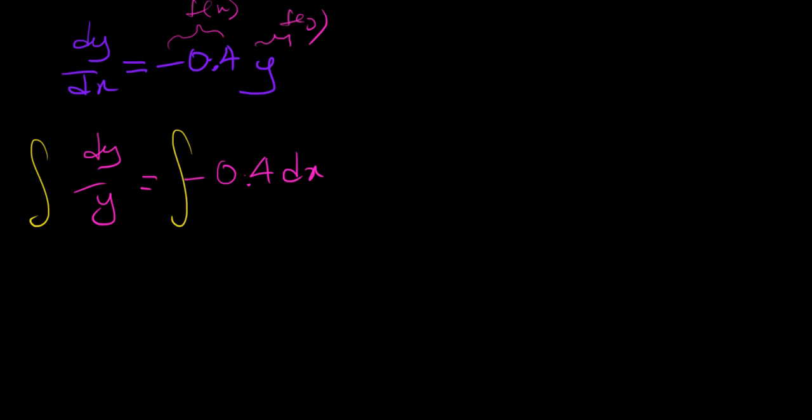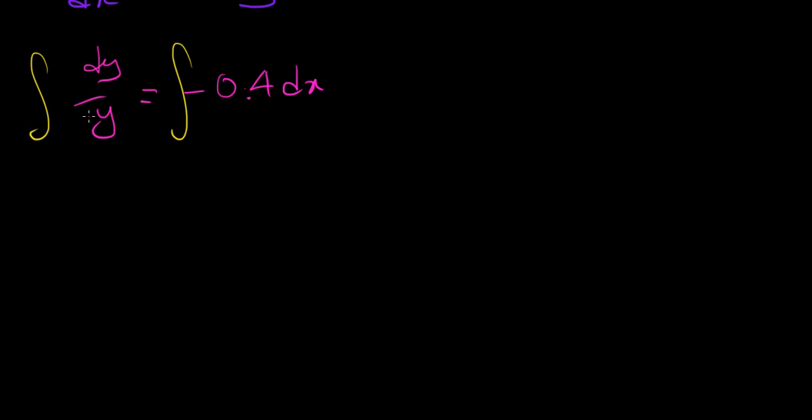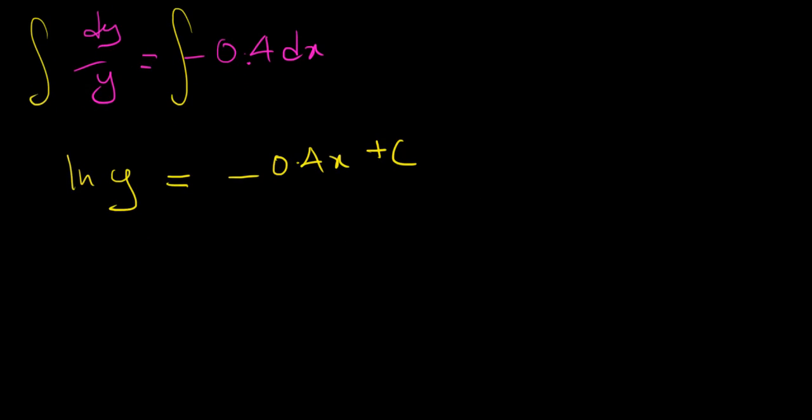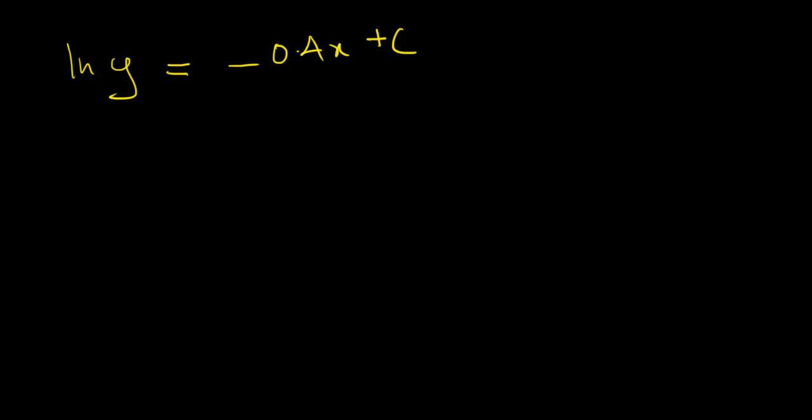When you integrate, what do you get? If you integrate this, you get ln y equals, integrating this, negative 0.4x, then plus a constant. Always put it on the x side. Okay, when you do this, you can express in terms of y.